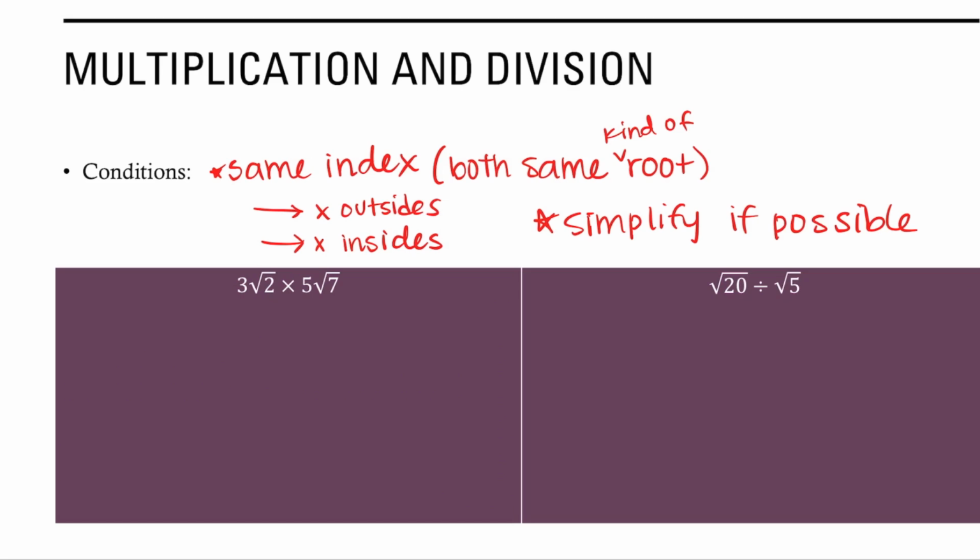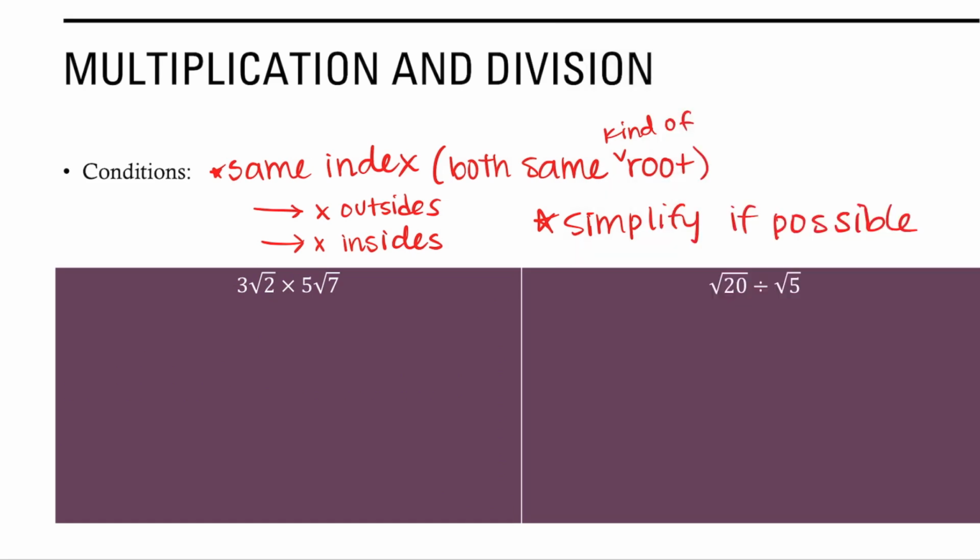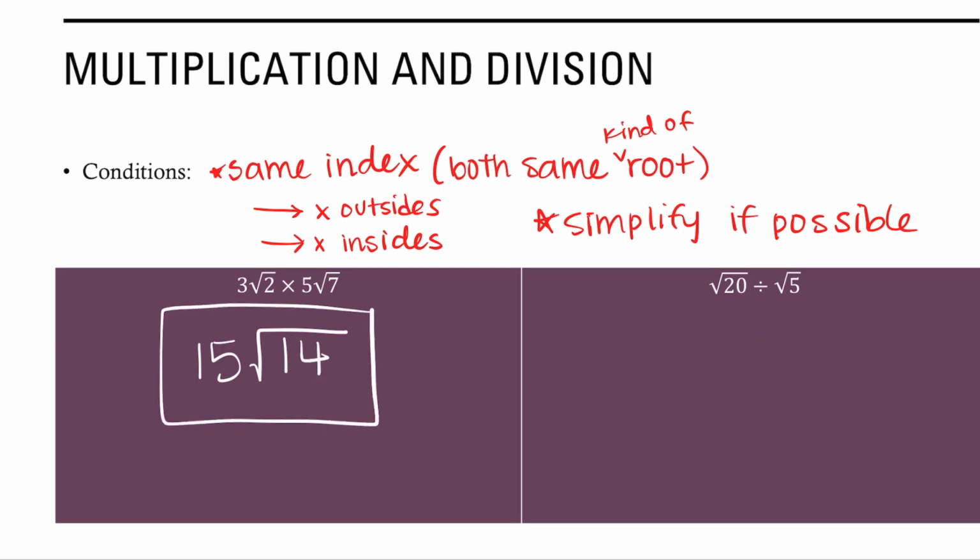So for example, let's say I have, let me change it to white so you can see it better. I have 3 square root of 2 times 5 square root of 7. So I'm going to do 3 times 5 is 15. I keep the square root. I do 2 times 7 is 14. And that's actually it. I'm done. I can't do anything else. I combine the outsides together and I combine the insides together. Let's do the next one.